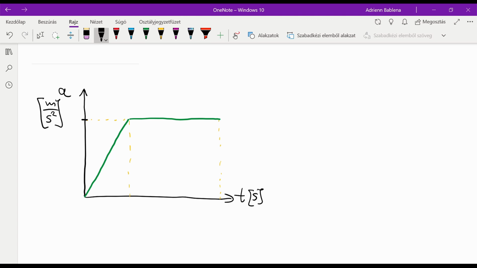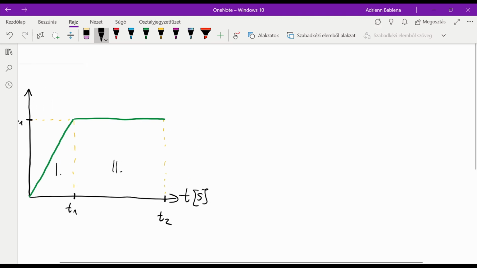We know the constant acceleration value A1, and we know T1 and T2. So we can split this exercise into two parts, first section and the second. In the first section we have a first order or linear function, and in the second part we have a constant function.